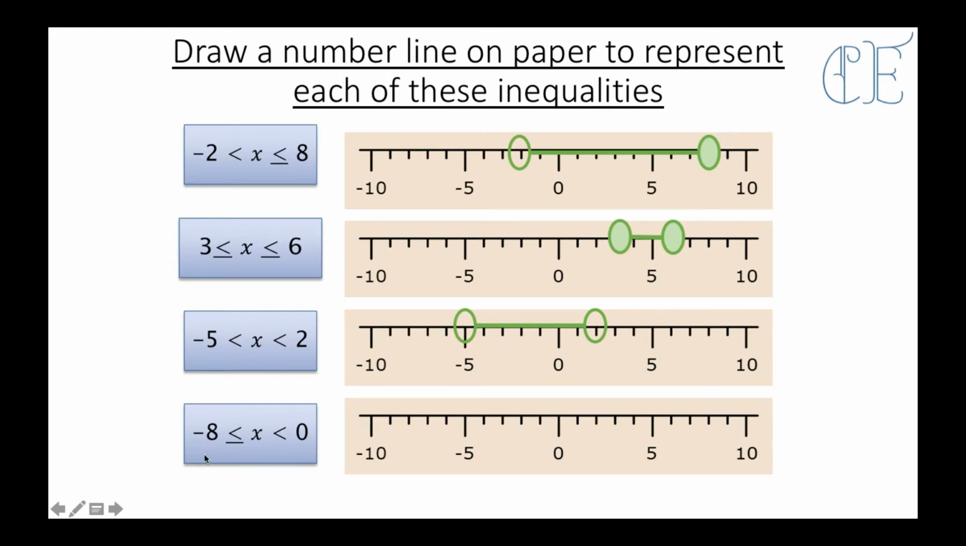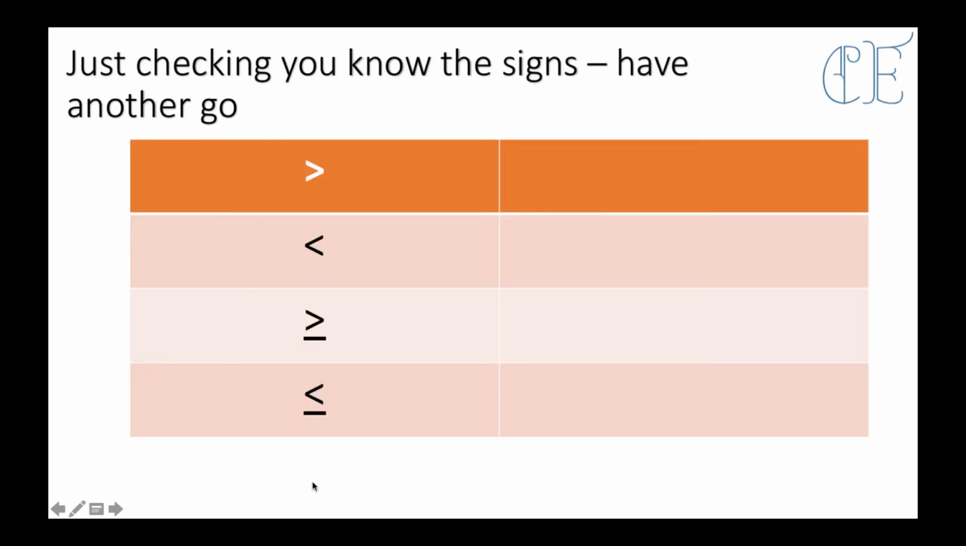And finally, we circle minus 8 and colour it in, and we circle 0 and don't colour it. So that's my mistake there. That should be coloured in because it's equal to minus 8. So just checking that you know the signs. Pause the video and have one more go at the different signs.